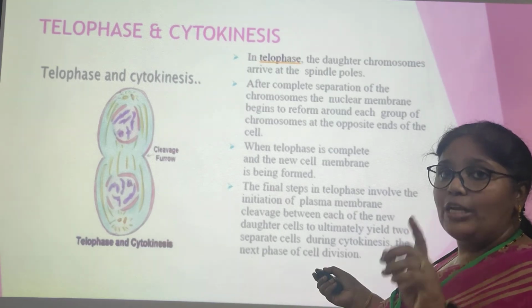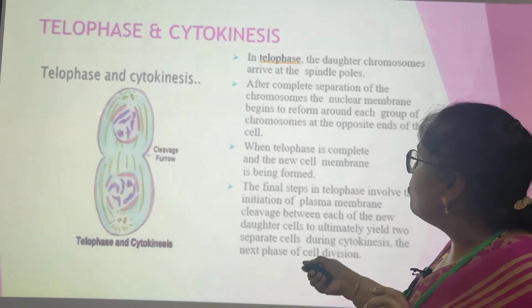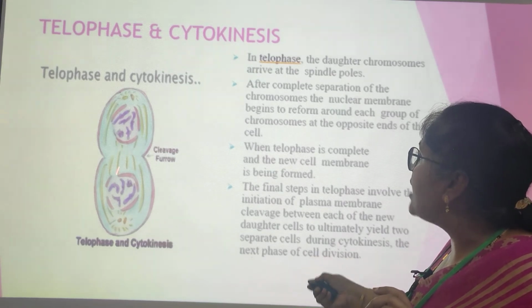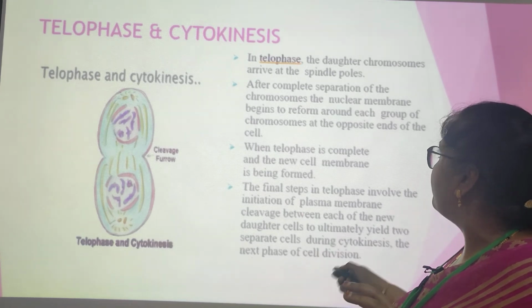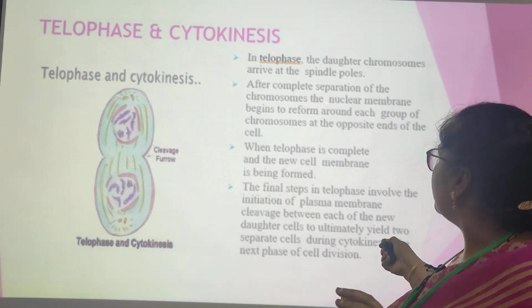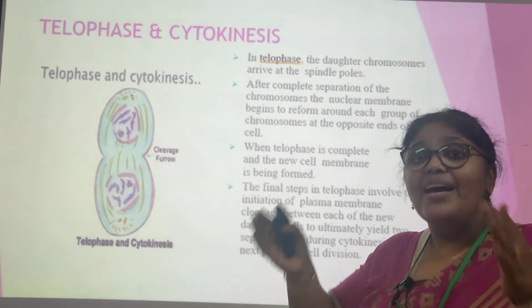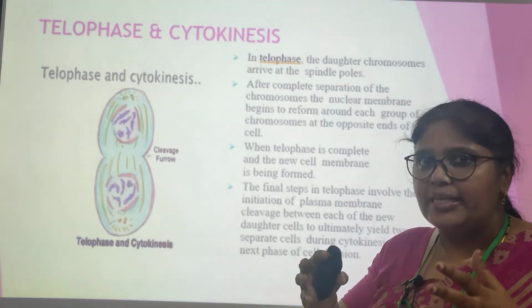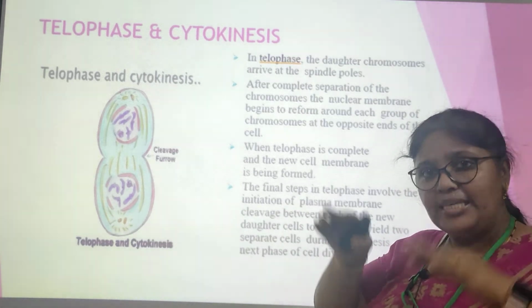So what happens in telophase? Let us see first. In telophase, the daughter chromosomes, you can see now the violet chromosomes, arrive at the poles, at the spindle fibers. You can see the two poles they have come to. After completion of separation of the chromosomes, the nuclear membrane begins to reform, because it has only disintegrated. It is not dissolved or gone. It is only disintegrated and present inside the cell itself.